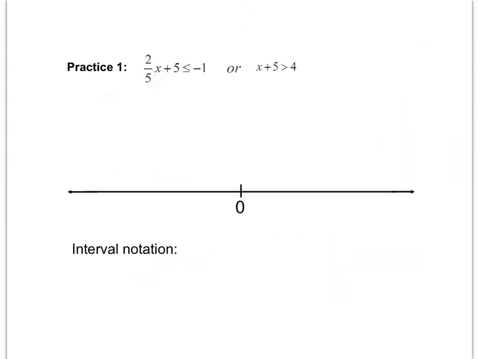Alrighty. Okay, let's do this compound inequality using the word or right here. So first we're going to solve the left-hand side. I'm going to multiply this inequality by 5. I'm going to multiply each term by 5.